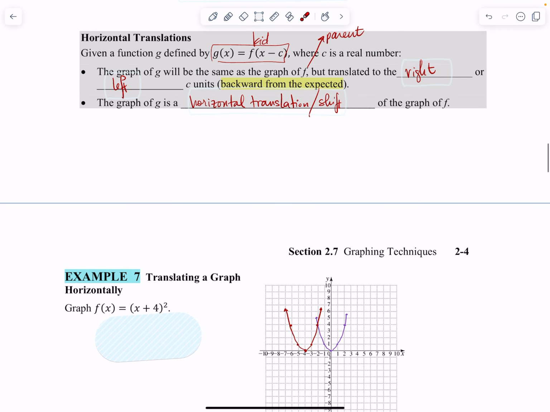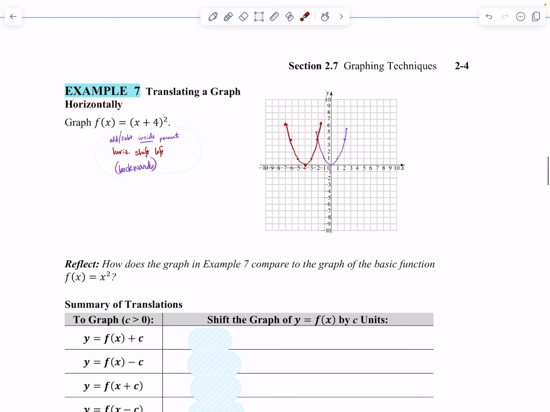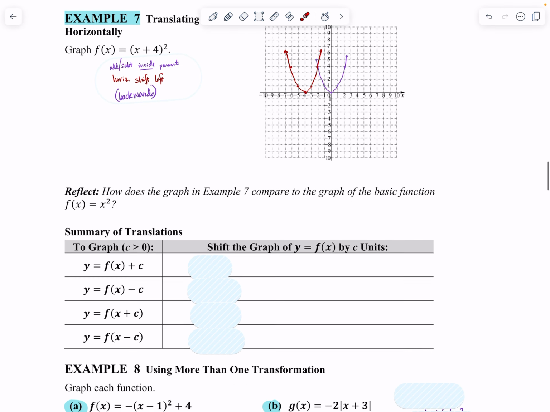So here's an example where I have this plus 4, and it's inside of my squaring parent. If you were to graph this on your calculator, you would notice that the kid actually shifts to the left, where plus 4, we might think it would go to the right, but it actually goes to the left. So that's why I said it's going to be backwards from what is expected. So we have here, this is again our parent in purple, and we're shifting to the left 4 units. So when we add or subtract inside the parent, this is going to be a horizontal shift. So this is going to be backwards from what we think.